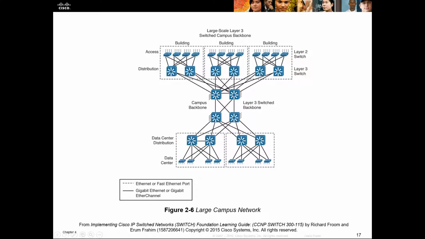For example, we may have multiple buildings, and we have our core network. So we have every building separated in their own little spheres. This building has access and distribution, and then the distribution switches connect to the campus backbone. Also attached to that backbone is our data center. But everything focuses around our core network.